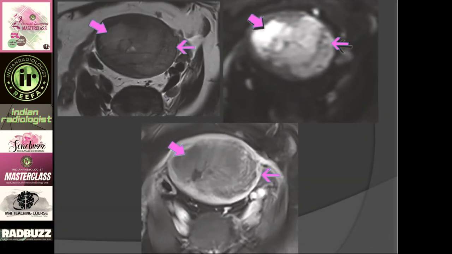Moving on, in this case, again, there's no difficulty in identifying the tumor within the endometrial cavity, but we have lost the junctional zone. There is no subendometrial enhancement. So this is going to be a stage 1B tumor.